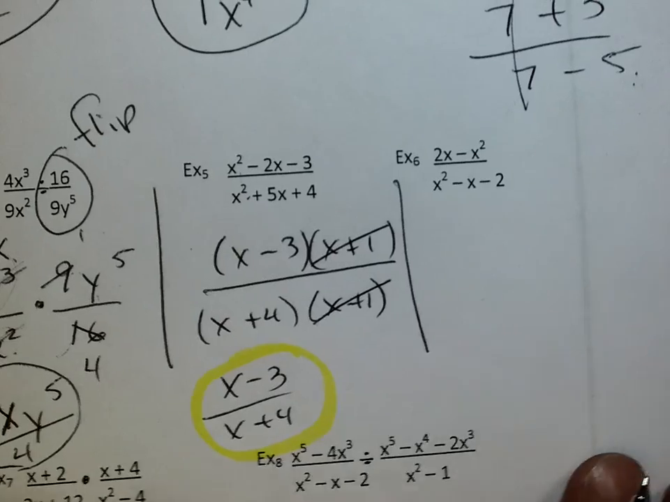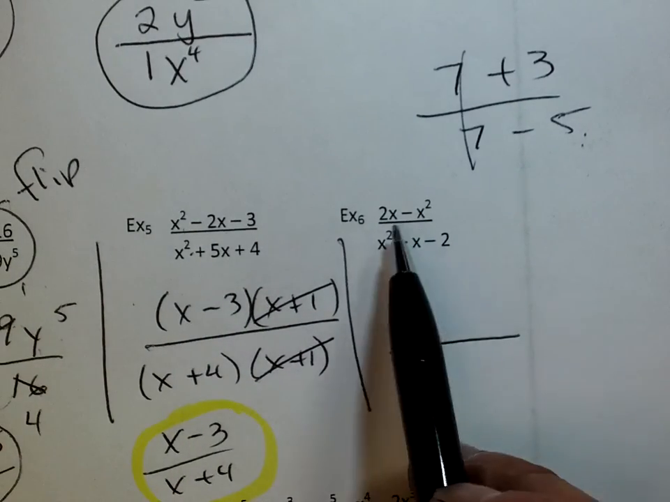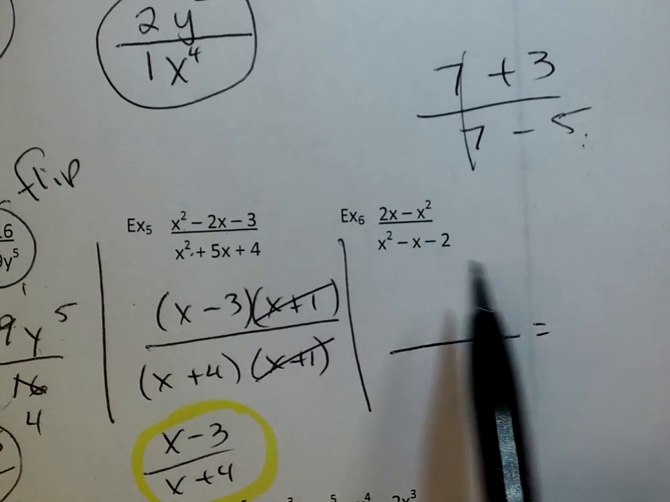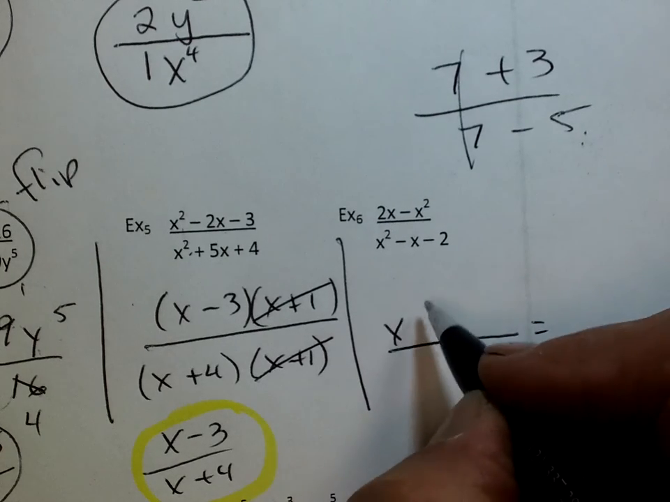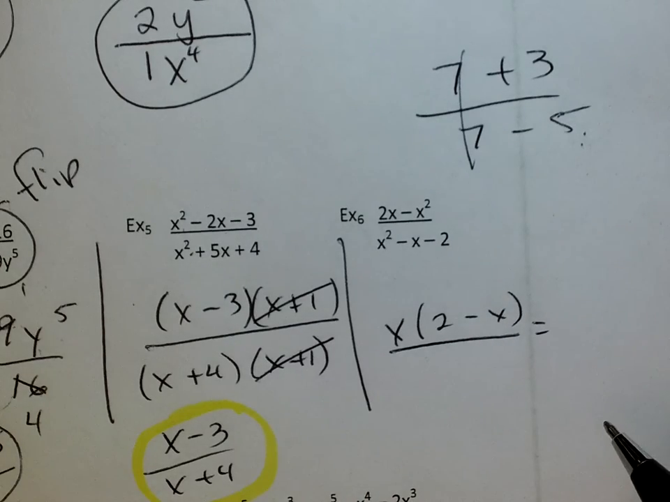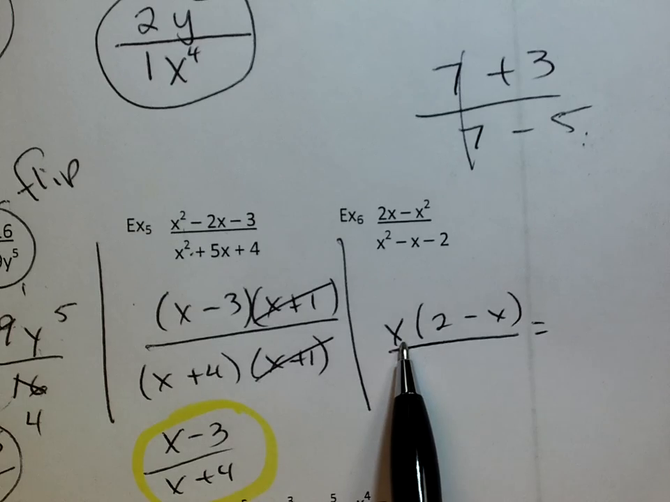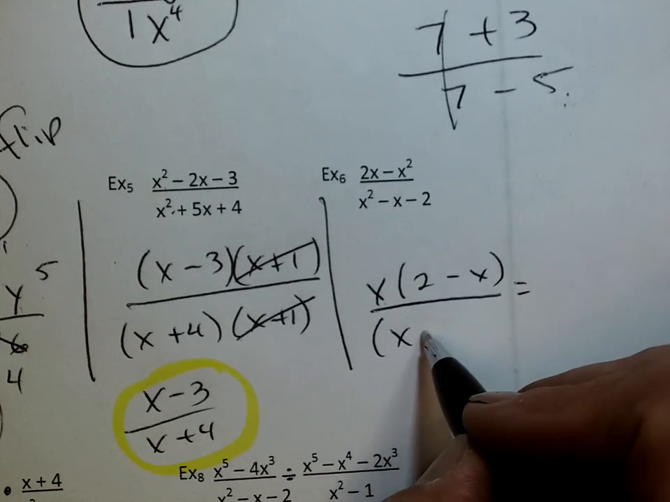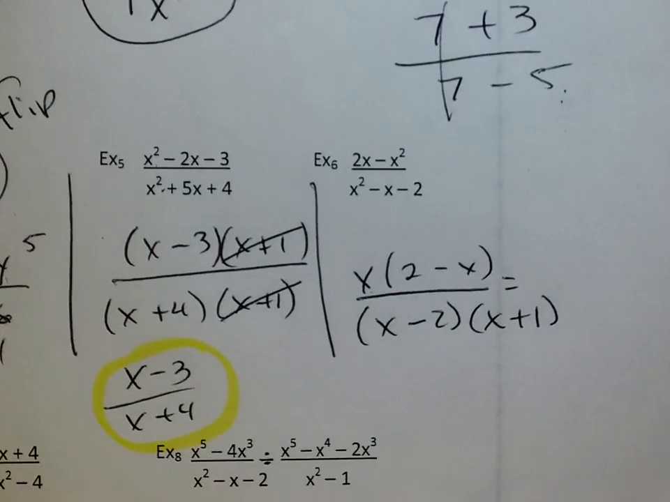Okay? So example 6. So here, this one's going to take 2 steps. And I'm going to go through it slowly. On the top, or the numerator, I'm going to factor out an x. That'll leave me a 2 minus x, okay? So I took out an x. They got an x in common, so I took out the x, right? This one I'm going to factor into x minus 2, x plus 1, okay?